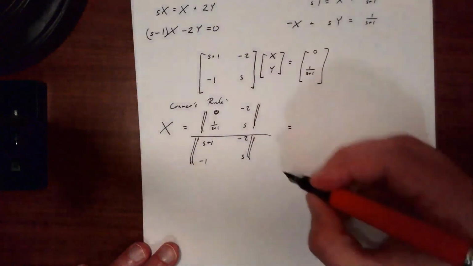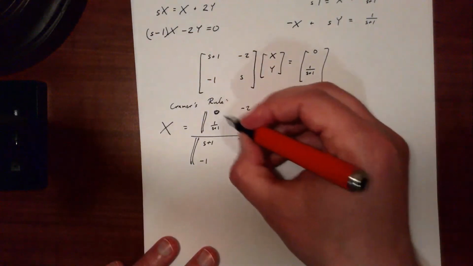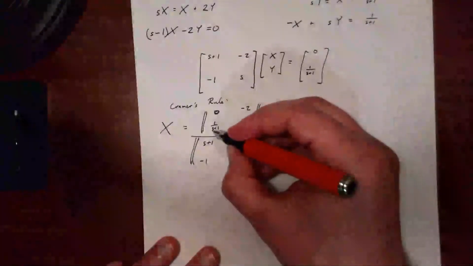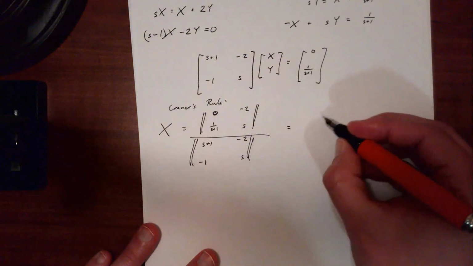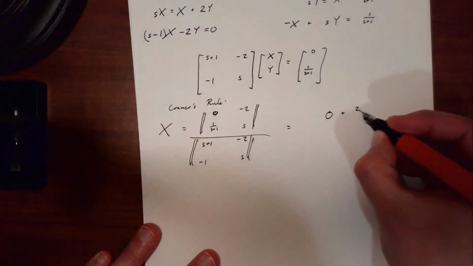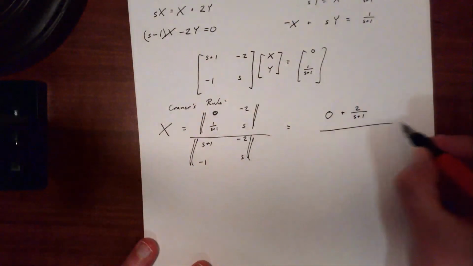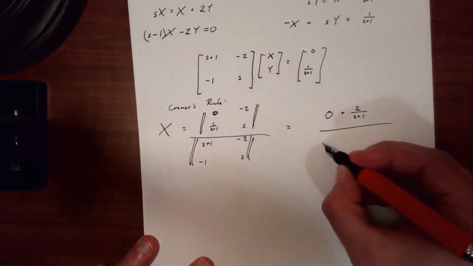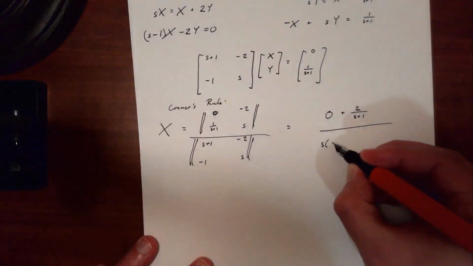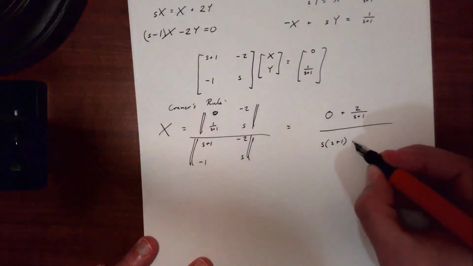So let's actually figure this out. To get the determinant, you would do a typical this times this minus this times this. And so what we're going to have is 0 plus 2 over s plus 1. Down here, we're going to have s times s plus 1 minus minus minus, so it's going to be minus 2.